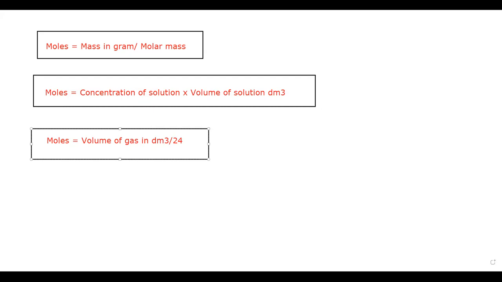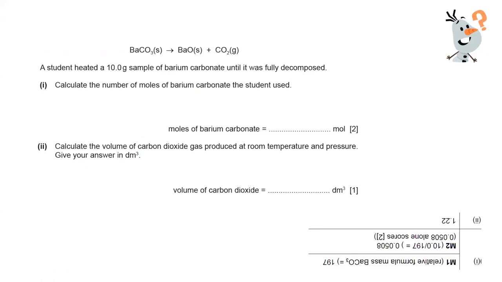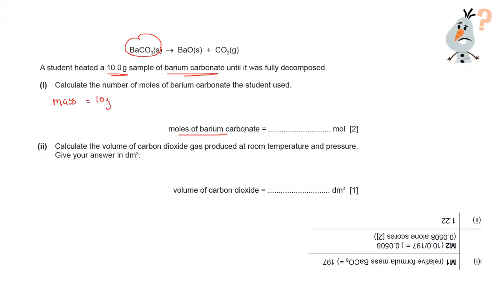So as you can see in this question, what is given to us, the equation is given, then a student heated 10 gram of barium carbonate. So which compound is barium carbonate, as we already discussed the formulas. So this is barium carbonate. So the student has the mass of barium carbonate. What was the mass? That is 10 gram. And we need the moles.